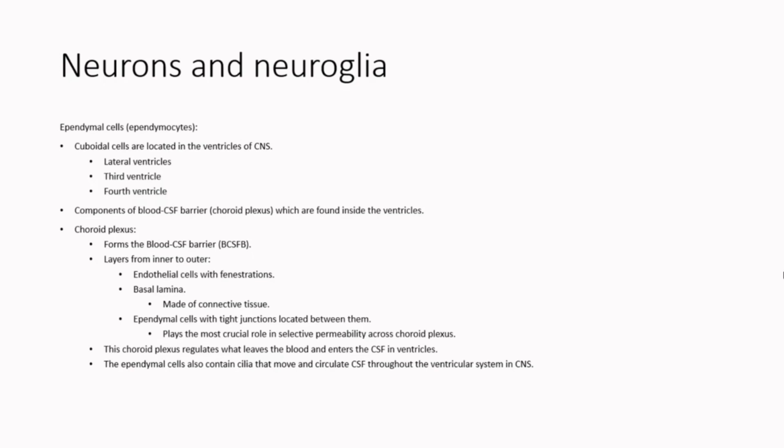Then we have in the CNS the second type of glial cells, these ependymal cells. And they are basically cuboidal cells, and they are found in the ventricles. They are found in the lateral ventricles, third and fourth ventricles, and they are a component of this blood-CSF barrier, which is found inside these ventricles. And this choroid plexus will form this blood-CSF barrier.